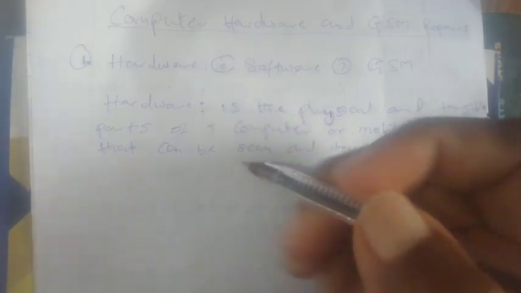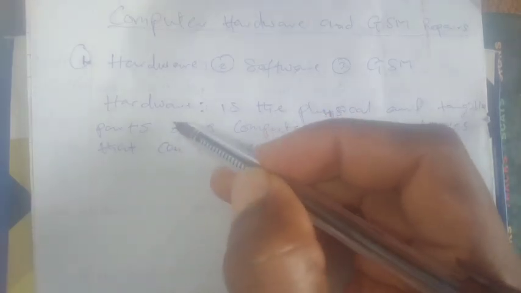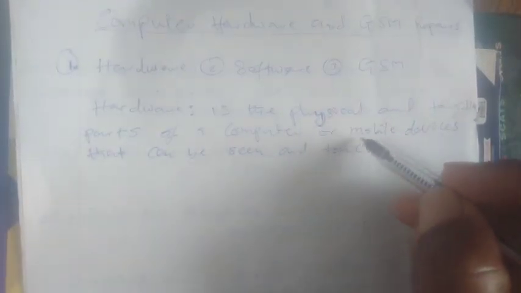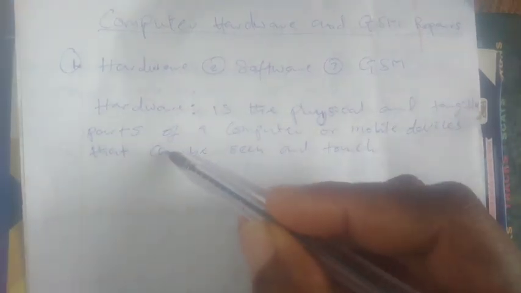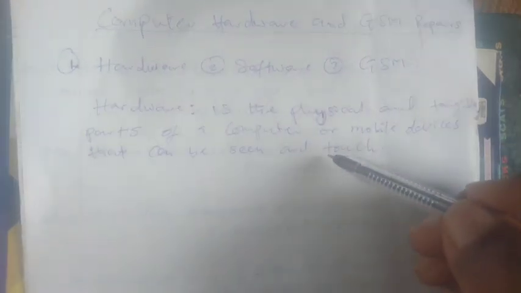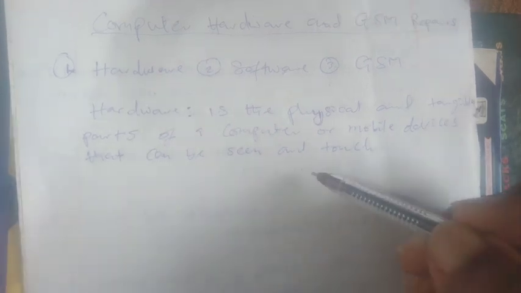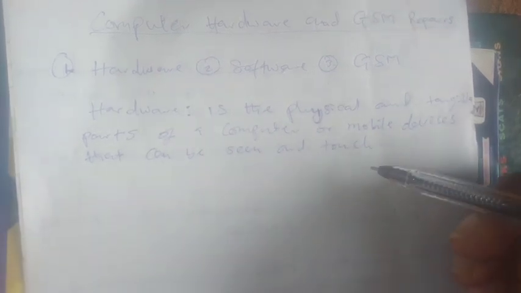Let me quickly get at something. So you may be asked that you should define computer hardware. You might not be asked to define hardware actually sometimes, but if you are told to define computer hardware, that means this mobile part will not be added to it. So it will just be: computer hardware is the physical and tangible parts of a computer system that can be seen and touched. So hope you get that.